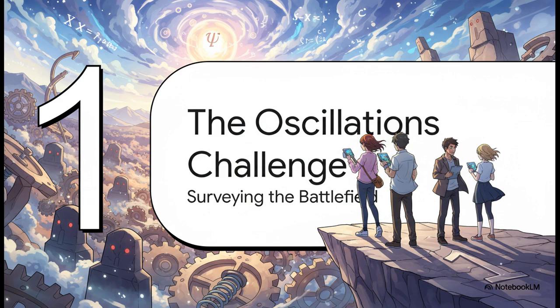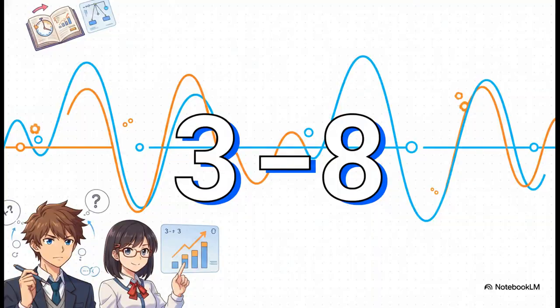Every good battle plan starts with surveying the battlefield. So first up, let's get a real handle on what we're up against with this whole oscillations chapter. The oscillations chapter usually gives you 1 to 2 questions. Now that might not sound like a lot, but think about it. That's a crucial 3 to 8 marks in your exam. That can literally make or break your rank, so getting this stuff right is absolutely key.